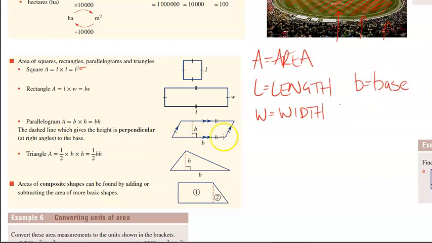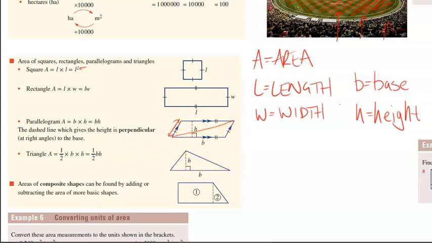of the shape. So the base is always the bottom line, and the height is H. So this here is the height. Now it says a little note here, the dashed line which gives the height is perpendicular. I always struggle with that word. So perpendicular just means that at the base it creates a 90-degree angle from the base to get its height. So your height isn't going to be this length here. That's not the height, that's the slant of the shape. It's not going to be from there to there diagonally. It has to be exactly 90 degrees from where the base is.